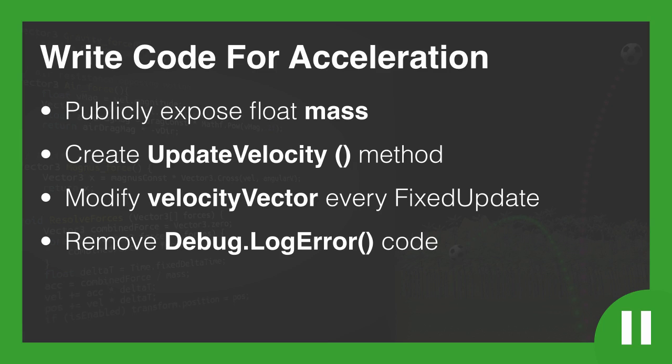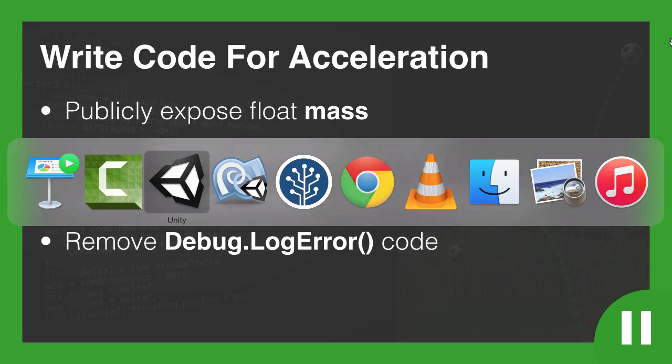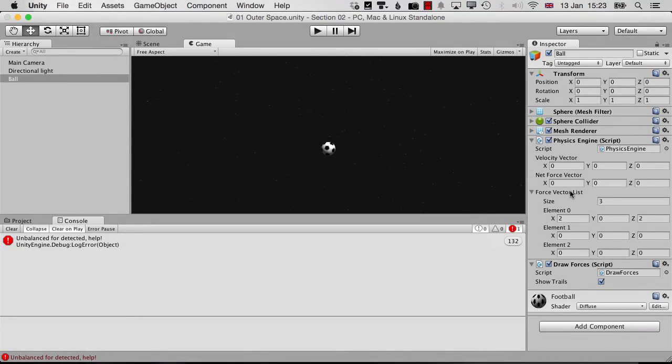Publicly expose yourself a float called mass. Create an update velocity method. Inside that method, modify the velocity vector every fixed update. And then remove the Debug.LogError code, because we now know how to deal with acceleration. Cool, so go ahead and see if you can make it respond to acceleration. The proof of the pudding will be when you have an unbalanced force, you no longer get errors, but you do start to see an increase in velocity that is proportional.